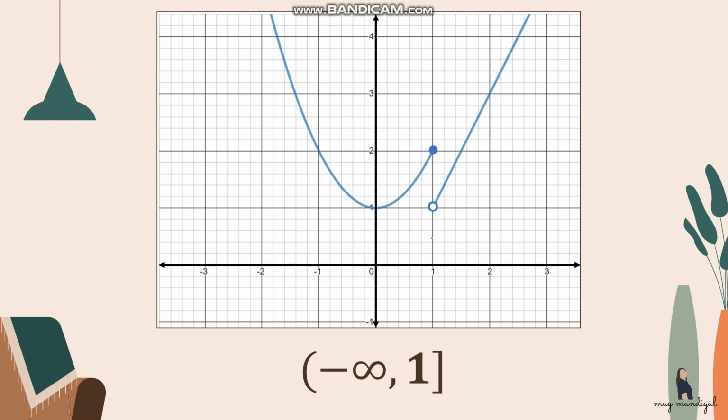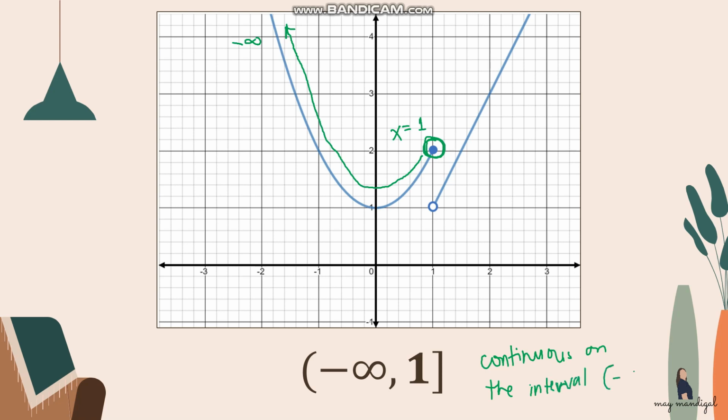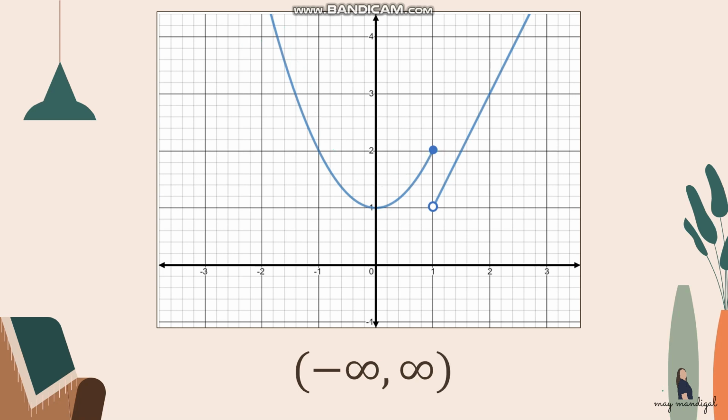And let's say we have here 1. 1 is now included. So I will be using this point right there. That is x equals 1. Again, I'm using this because 1 should be included. And then going to negative infinity, from that point going to negative infinity, there are no gaps or breaks. So we can say that it is continuous on the interval (-∞, 1].